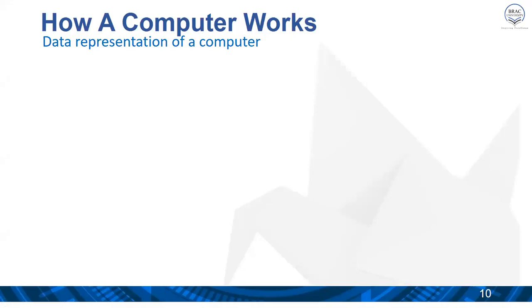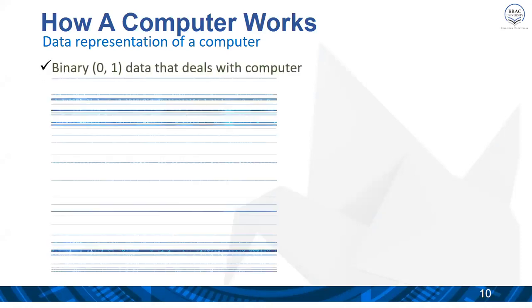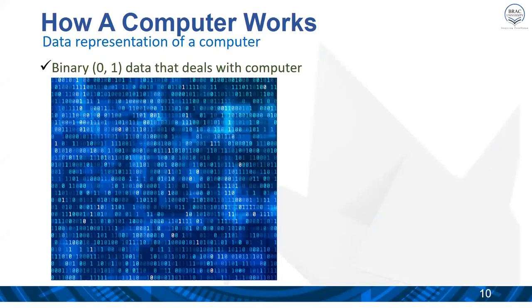Hello everyone. Now we are going to discuss the data representation of a computer. As all of you know, a computer is a digital device and it can only process digital data. On the other hand, we also know that in the real world, everything is analog in nature and nothing is digital.